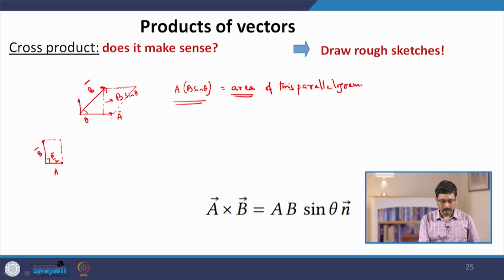So, the rule says that the direction of the cross product is perpendicular to both A and B, which, if you think about it, means that n hat, the direction of the cross product, is a direction which is perpendicular to the plane. So, this gives you the direction of n hat.